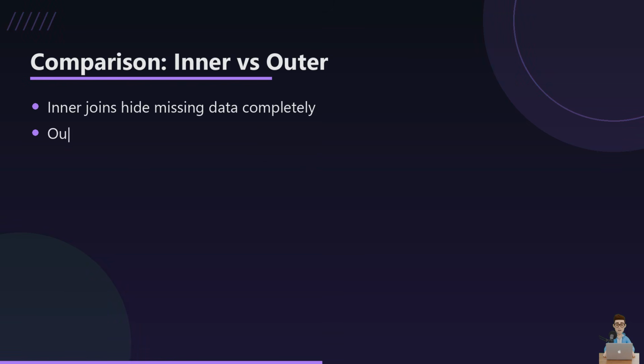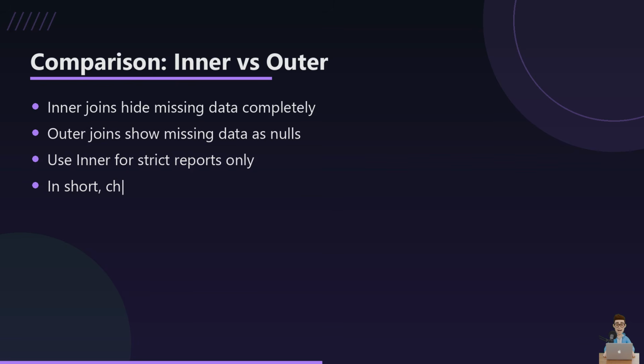If you use an inner join, you get the clean intersection. It's great for summaries where missing data is actually an error. But if you want to identify gaps like unpaid bills or new users, outer joins are safer.